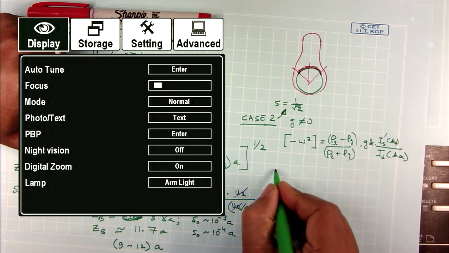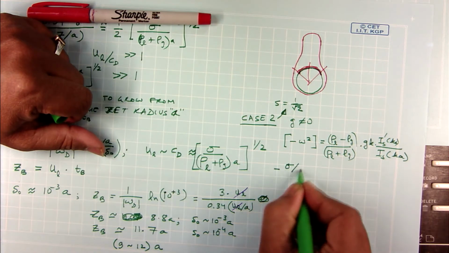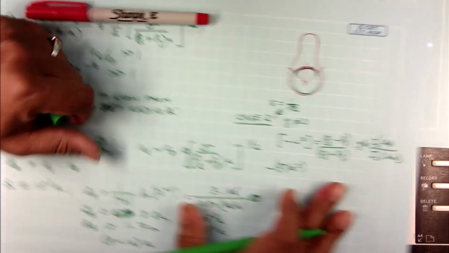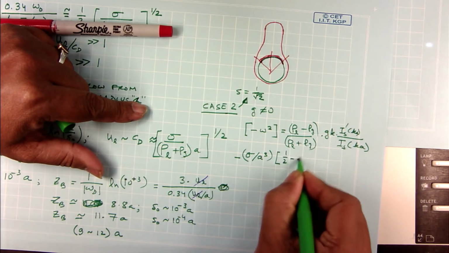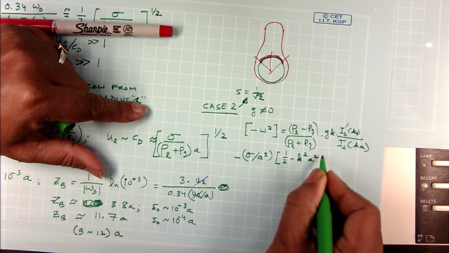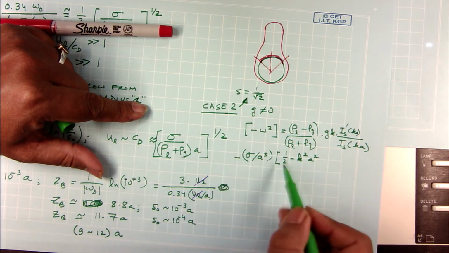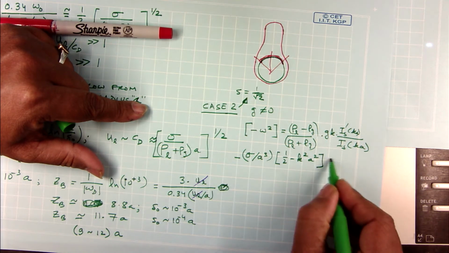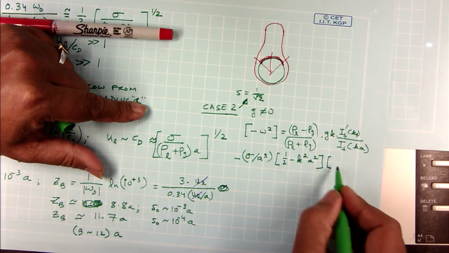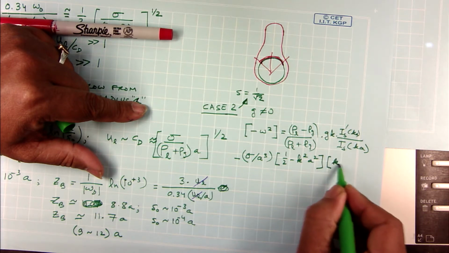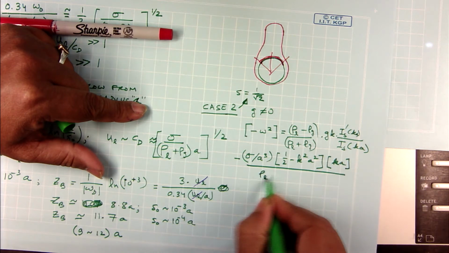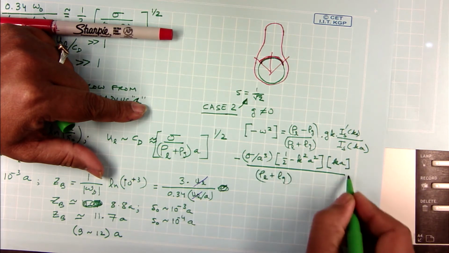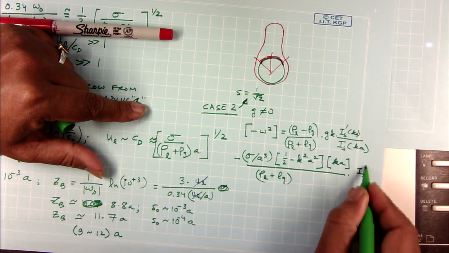Okay, and then I will have the second term, which is sigma divided by A cubed times half minus k square A square, because I have 1 minus S square. So, 1 minus half becomes half, and then I have K A divided by rho L plus rho G, and then I have the modified Bessel's functions.